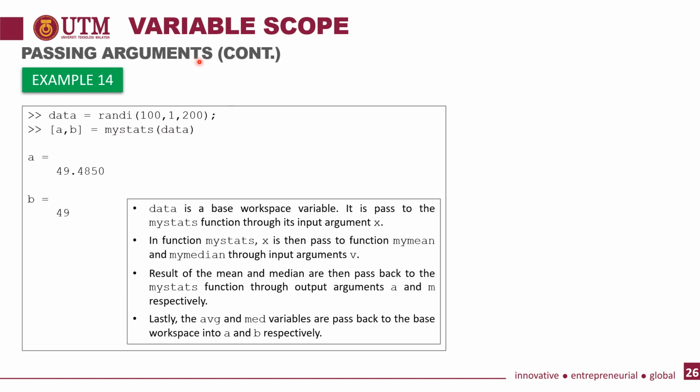For the passing argument in this variable scope, data is a base workspace variable, because you initialize it inside a script. It is passed to the myStats function through its input argument x. So you initialize a variable called data and you pass this variable to the input of the function here. The results of the mean and median are then passed back through output arguments a and m respectively. Lastly, the average and median variables are passed back to the base workspace into a and b respectively. So that is passing argument.